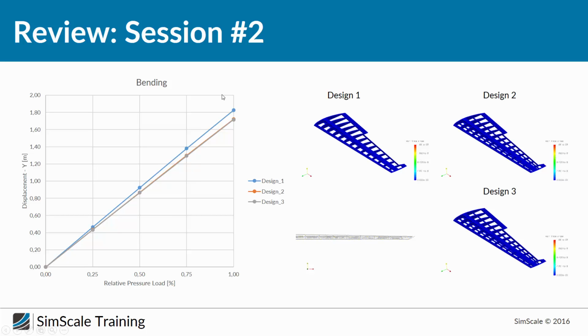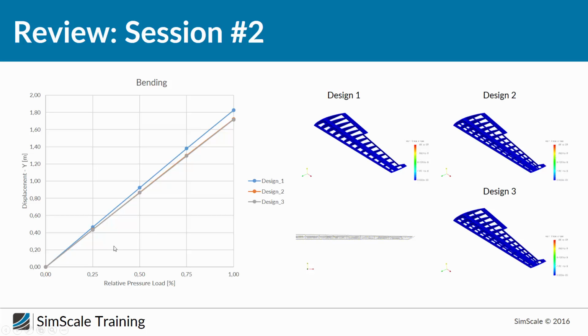First of all, because a lot of people asked me, 1.8 meters, isn't this much too high a deformation for a wing? You should really keep in mind that the final load, this 100% pressure load, is much higher than what would happen in a real flight scenario.